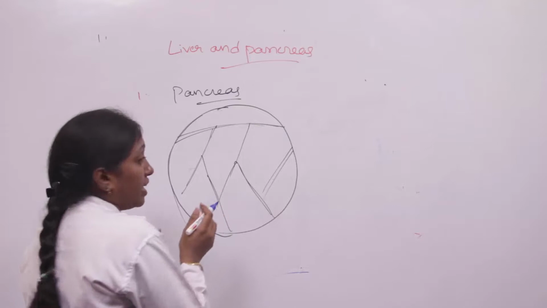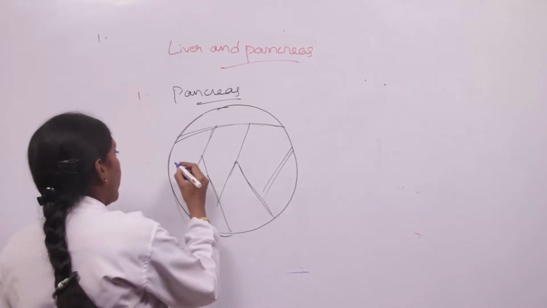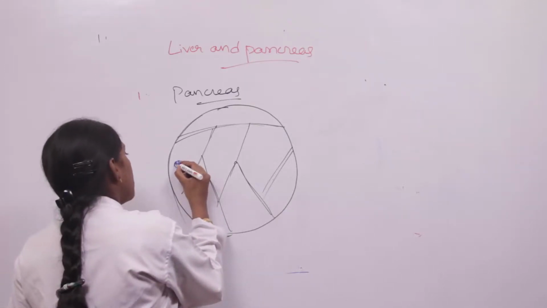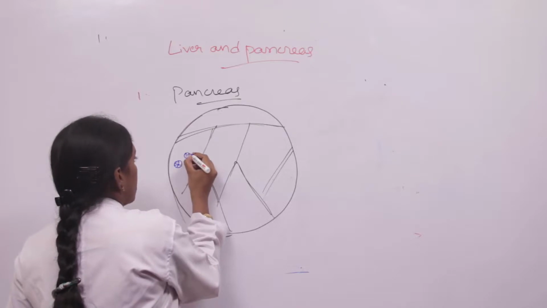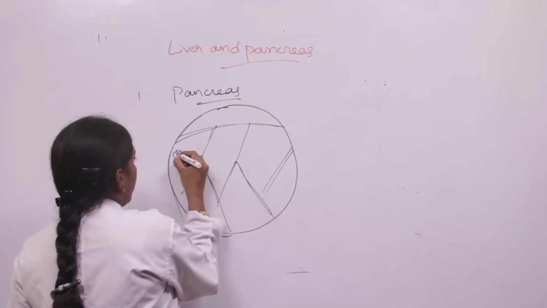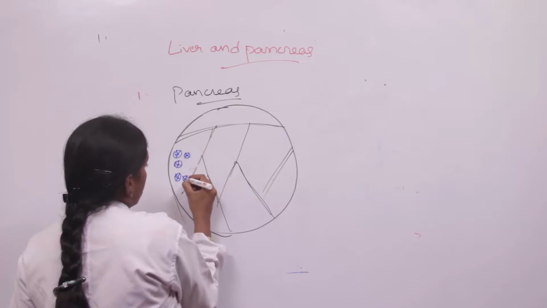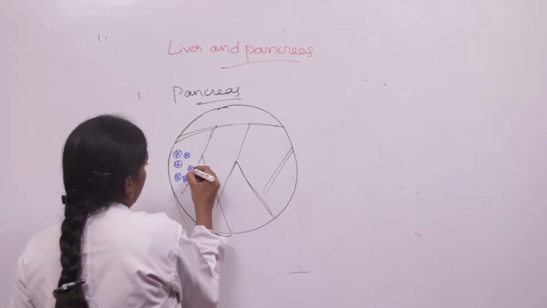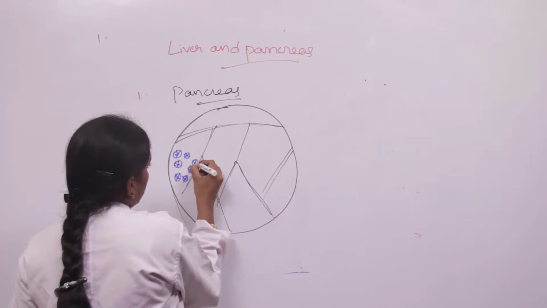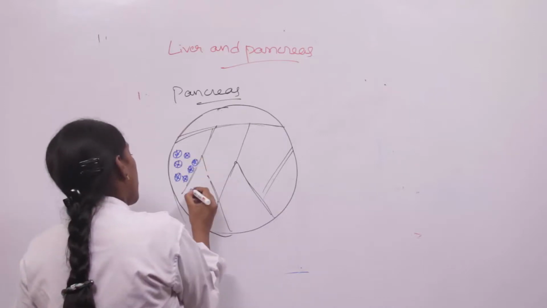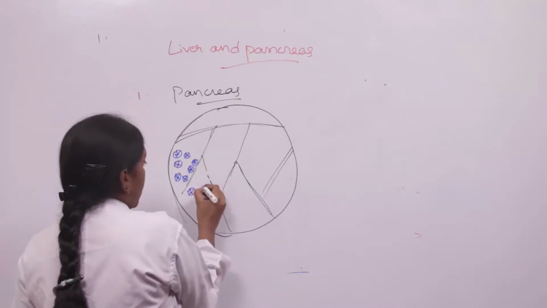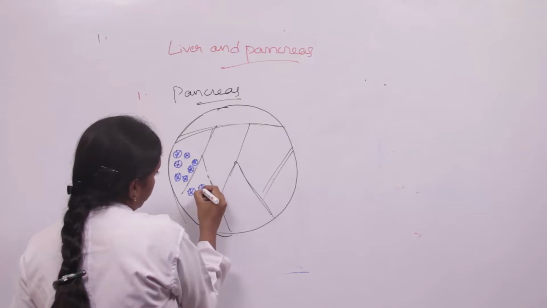The exocrine part is similar to the serous salivary gland. We know that the serous salivary gland consists of serous acini, right? So the exocrine part consists of serous acini, a compound tubular serous gland. The exocrine part in the pancreas secretes enzymes.